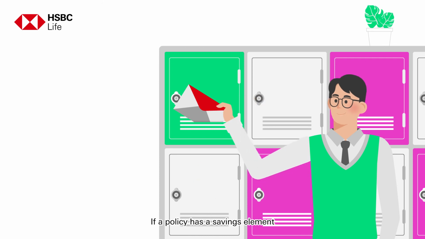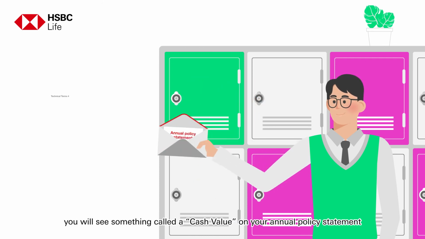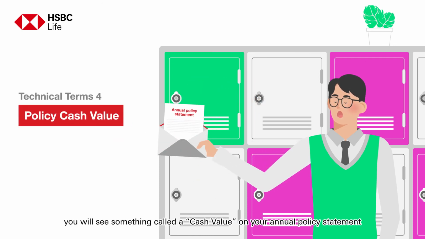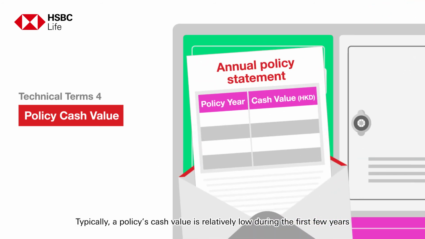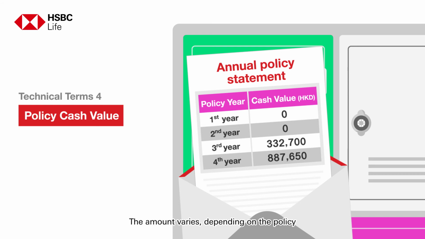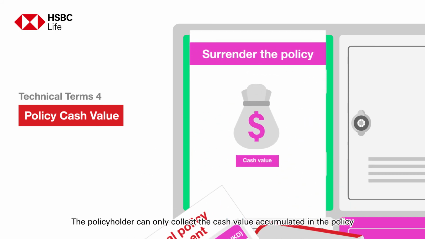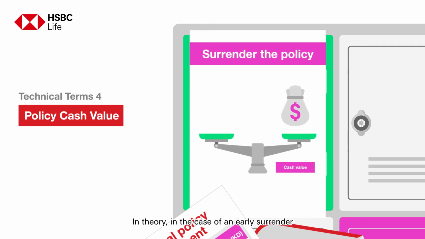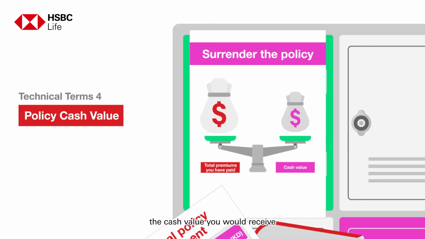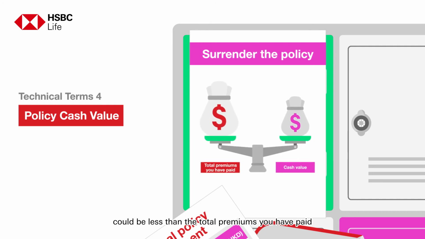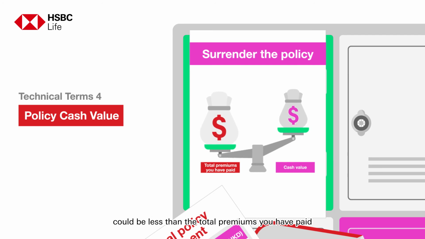If a policy has a savings element, you will see something called a cash value on your annual policy statement. Typically, a policy's cash value is relatively low during the first few years. The amount varies depending on the policy. The policyholder can only collect the cash value accumulated in the policy when the policy is surrendered or reaches maturity. In theory, in the case of an early surrender, the cash value you would receive could be less than the total premiums you have paid.